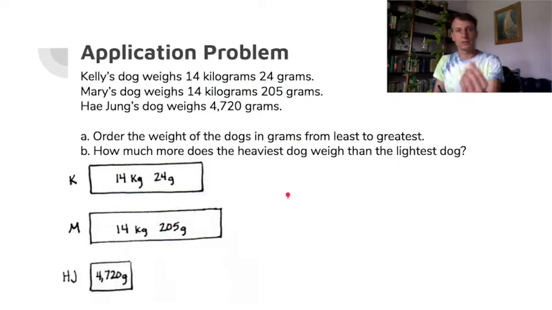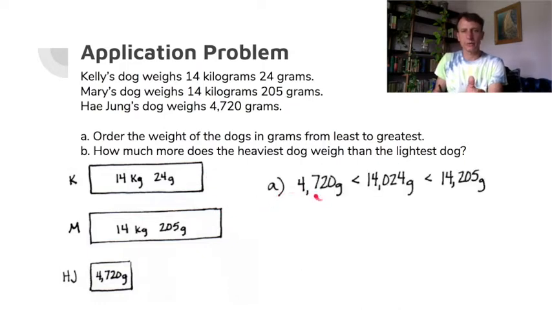So now we can put them in order from least to greatest. What's the least? Hey Jung's dog, right? By almost 10,000 grams. He's a little cute doggy. So he's the lightest. And then what would come next? They're both 14,000 here, 14,024 and 14,205. So Kelly's would come next, and then Mary's. And that's what it looks like when you have three terms that you're comparing. You can read this like a sentence: this number is less than this number, which is less than this number. Okay, so that's least to greatest. If you were ordering them greatest to least, you just reverse the signs.